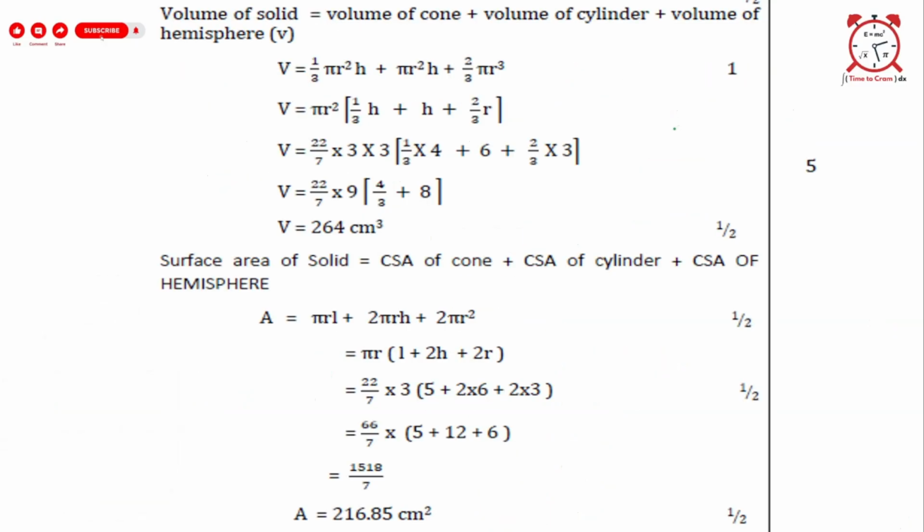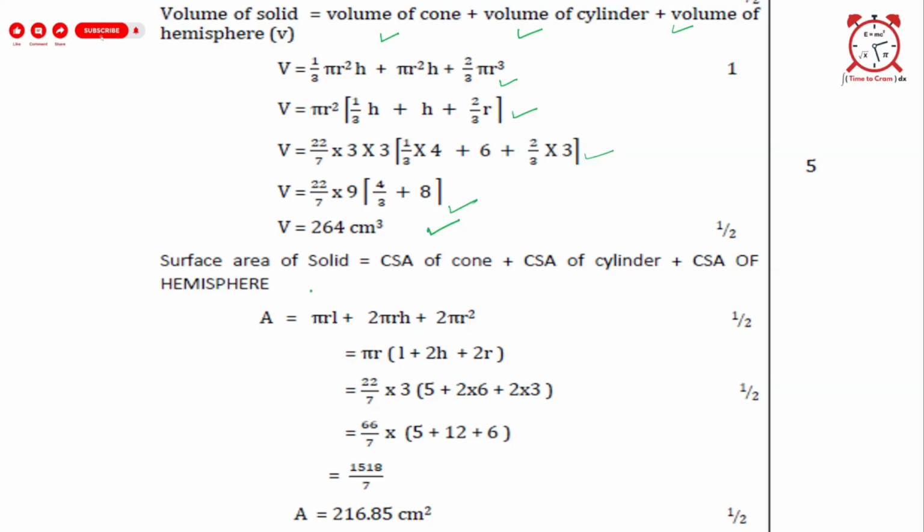Now the next calculation: volume of the solid equals volume of cone plus volume of cylinder plus volume of hemisphere. We keep the three respective formulas and all the values, then we get the volume of the given solid as 264 centimeter cube.